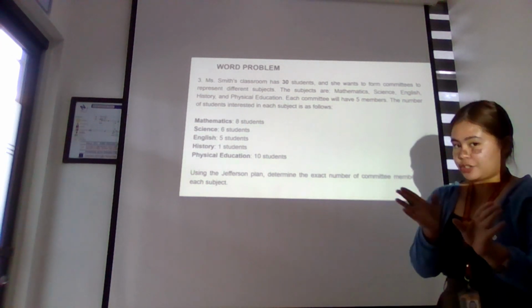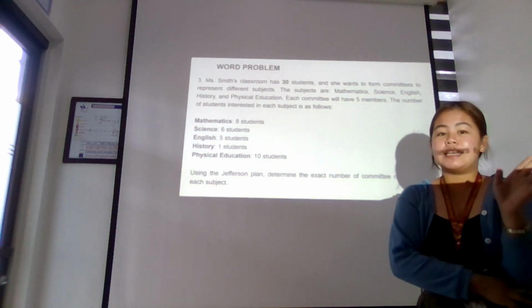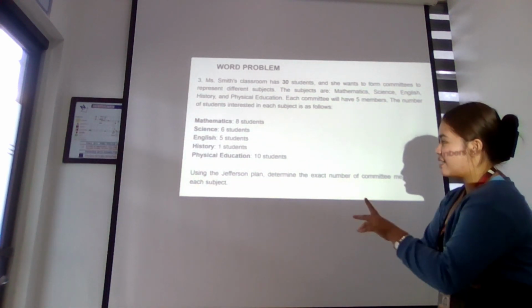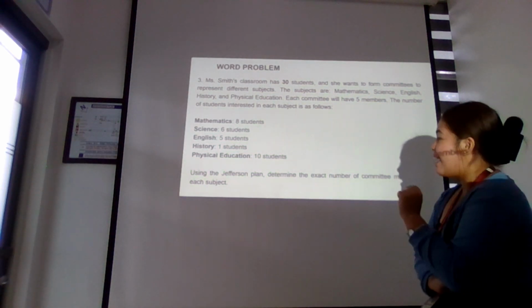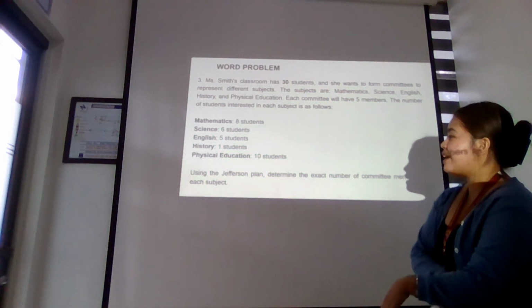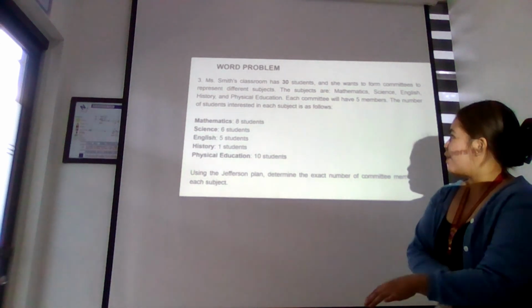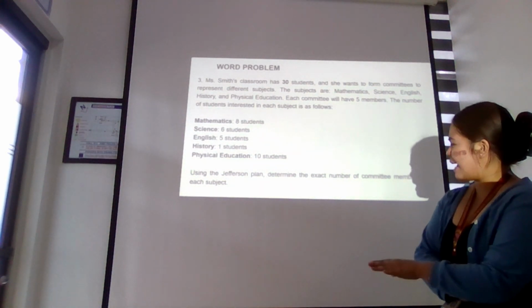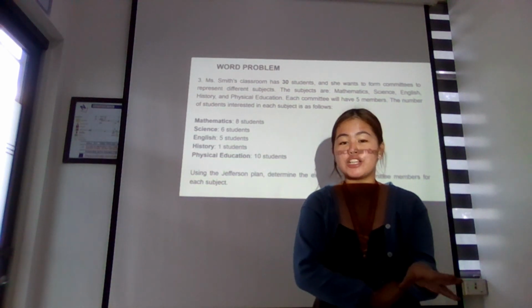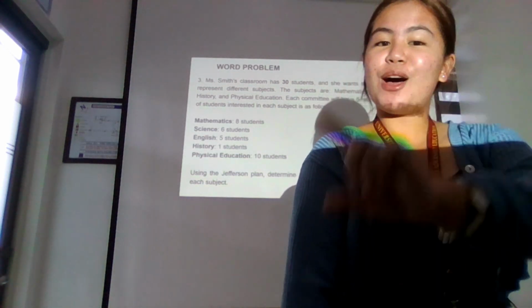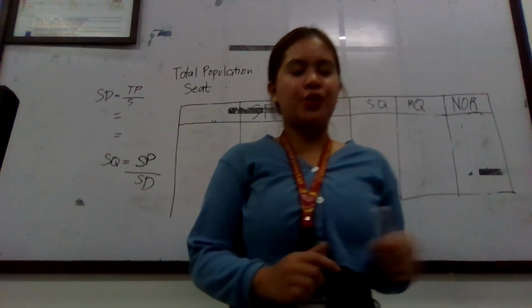The student who is interested in mathematics is 8 students. In English, we have 5 students. History, we have only one. And physical education, we have 10 students. So using the Jefferson's plan, determine the exact number of committee members in each subject. So let's solve problem number 3.